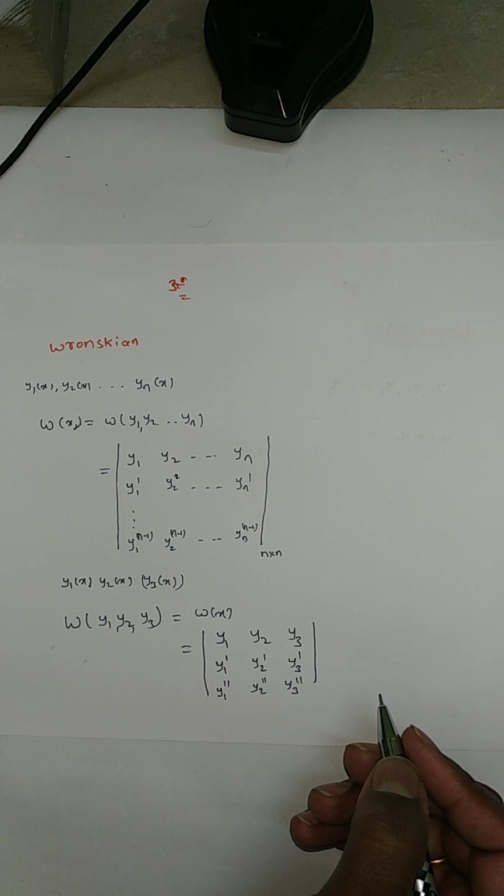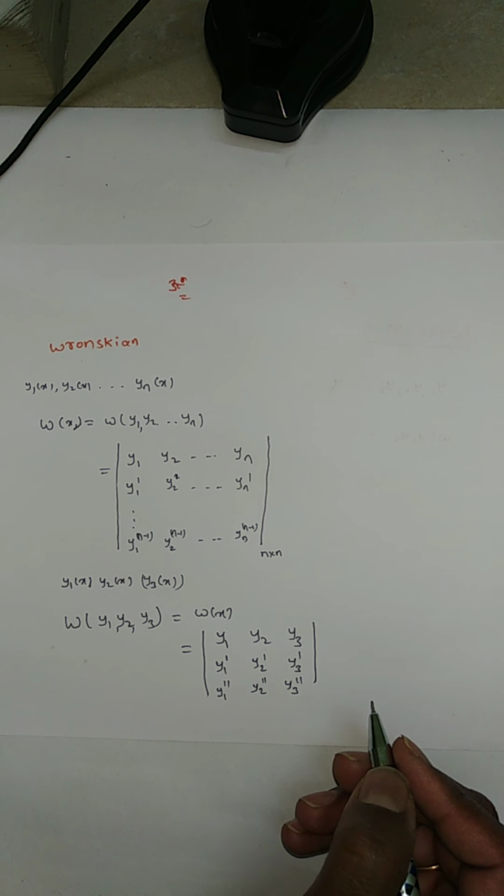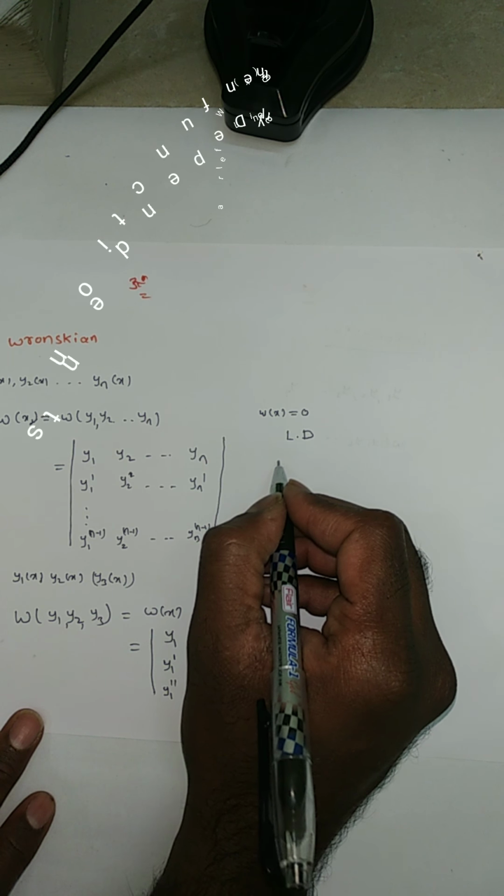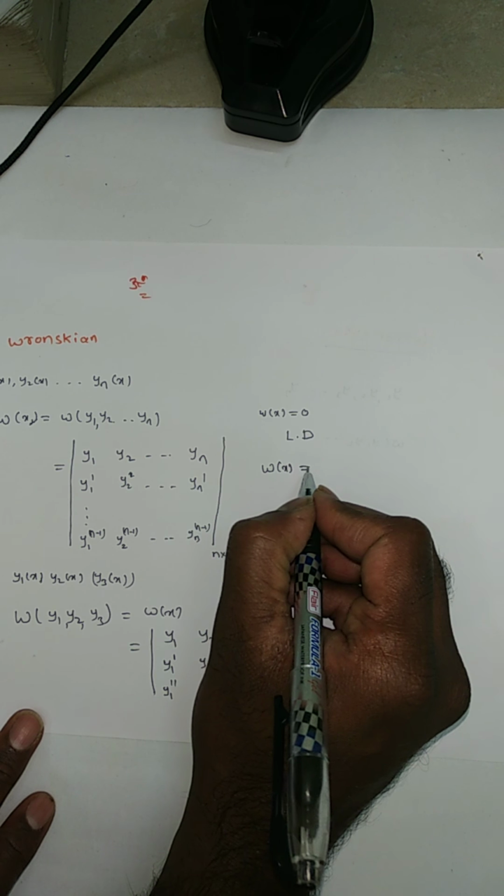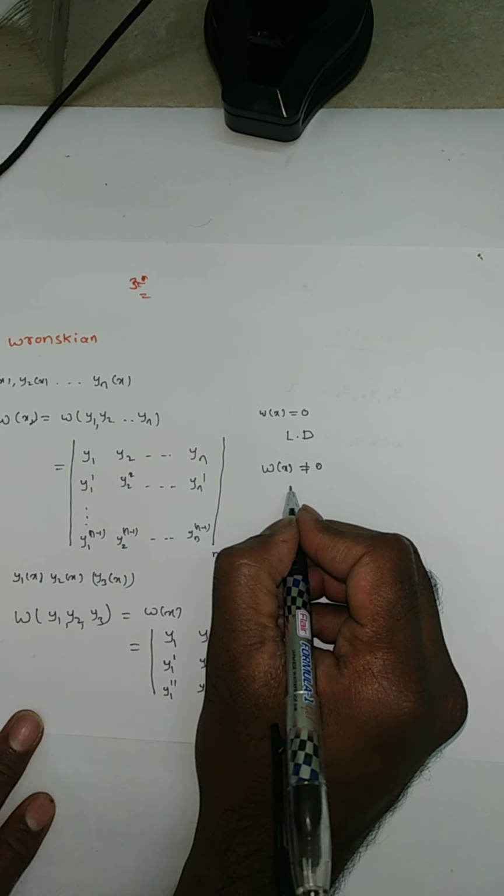Okay. Now we will see one problem on this. Just finding the Wronskian, what will we get? Suppose here Wronskian W of x is equal to 0, then you can say those functions are linearly dependent. If Wronskian is equal to 0, then those functions are linearly dependent. If Wronskian is not equal to 0, then the given functions are linearly independent. Now we will see the problems on this.